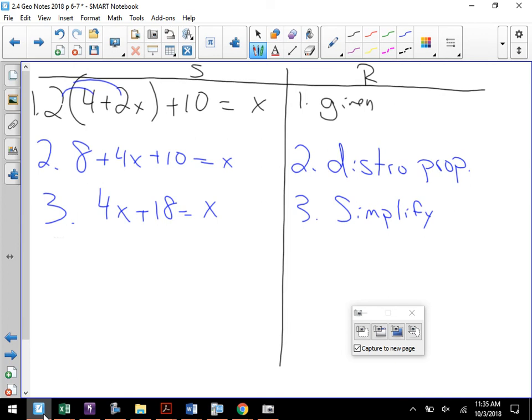Do you want to move the 4x? Do you want to move the 18? Do you want to move the x? There's a bunch of different steps you can do here. Which one of those would be the least amount of steps to solve the problem? Which one? Yeah. If I wanted to do this in the least amount of steps, I would subtract the 4x to the right.